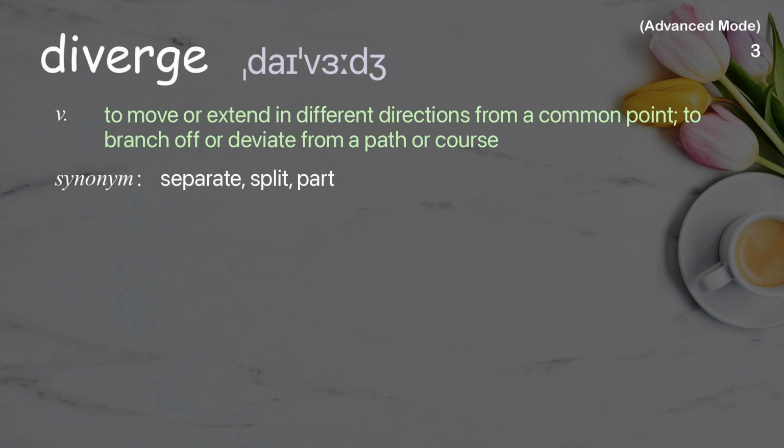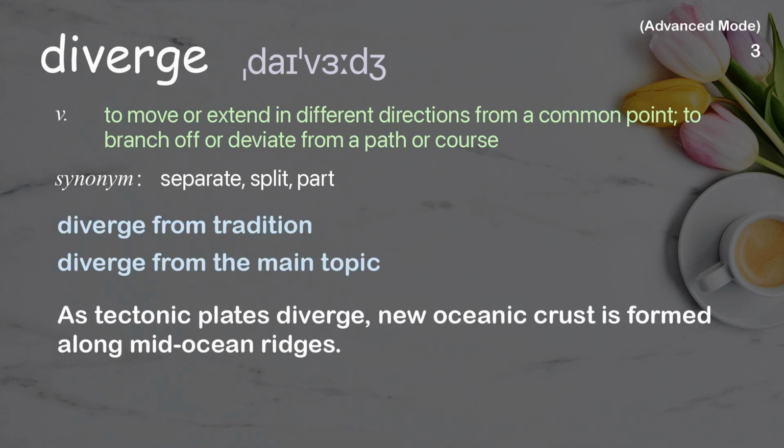Diverge. To move or extend in different directions from a common point, to branch off or deviate from a path or course. Examples: Diverge from tradition. Diverge from the main topic. As tectonic plates diverge, new oceanic crust is formed along mid-ocean ridges.